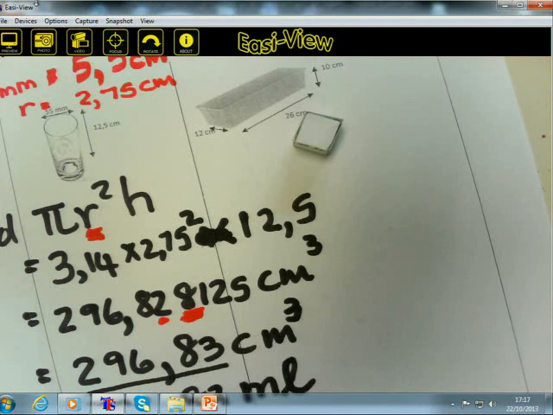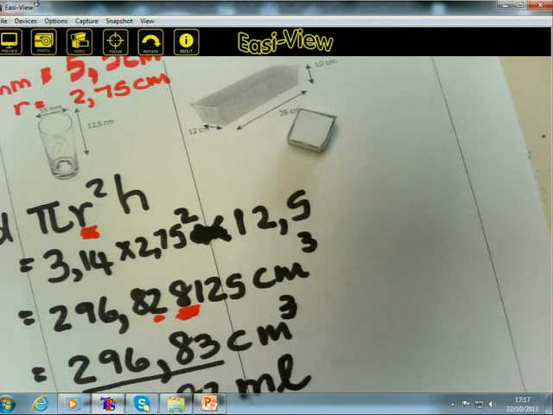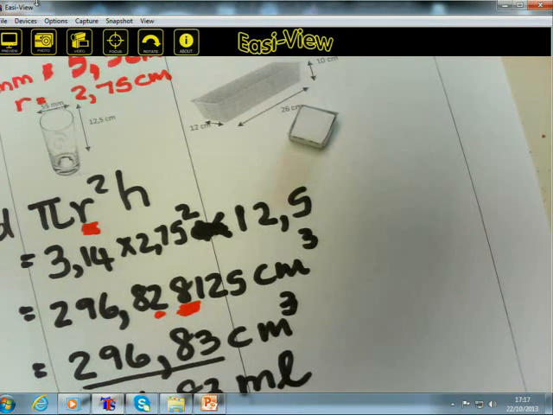And now they ask you to convert it to liters. To go from milliliters to liters, you divide by 1,000 and the answer will be 0,29683 liters. If I want to round that, the 6 will make that 29 into 30, so it's 0,3 liters.